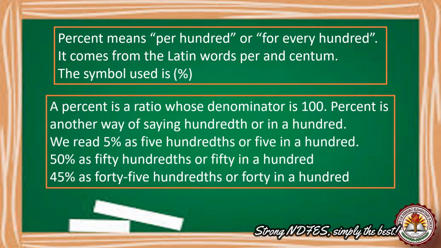A percent is a ratio whose denominator is 100. Percent is another way of saying hundredths or in 100. We read 5% as 5 hundredths or 5 in 100, 50% as 50 hundredths or 50 in 100, and 45% as 45 hundredths or 45 in 100.